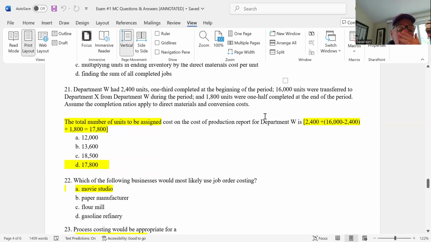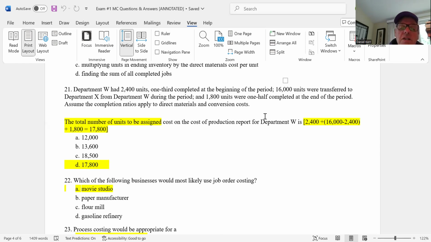21, Department W had 2,400 units, 1/3 complete at the beginning of the period. 16,000 units were transferred to Department X from Department W, and 1,800 units were 1/2 completed at the end of the period. Assume the ratios apply to direct materials and to conversion costs. The total number of units to be assigned cost on the production report. So we didn't ask for equivalent units here. We want the total units that will be assigned costs.